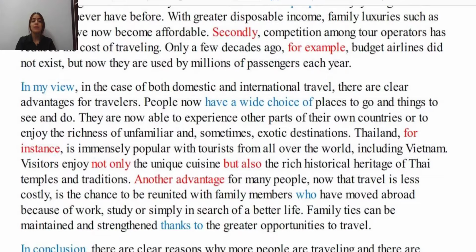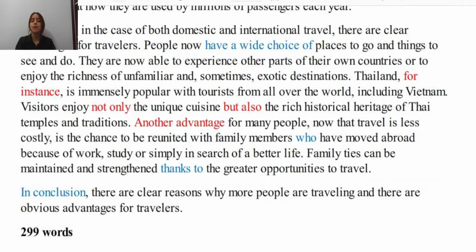Let's move on and talk about the next body paragraph as well. In my view, in the case of both domestic and international travel, there are clear advantages for travelers. People now have a wide choice of places to go and things to see and do. They are now able to experience other parts of their own countries or to enjoy the richness of unfamiliar and sometimes exotic destinations. Thailand, for instance, is immensely popular with tourists from all over the world, including Vietnam. Visitors enjoy not only the unique cuisine, but also the rich historical heritage of Thai temples and traditions. Another advantage for many people, now that travel is less costly, is the chance to be reunited with family members who have moved abroad because of work, study, or simply in search of a better life. Family ties can be maintained and strengthened thanks to the greater opportunities to travel.